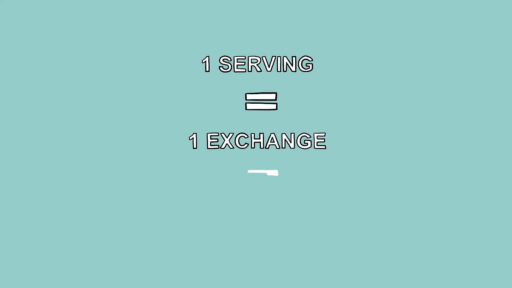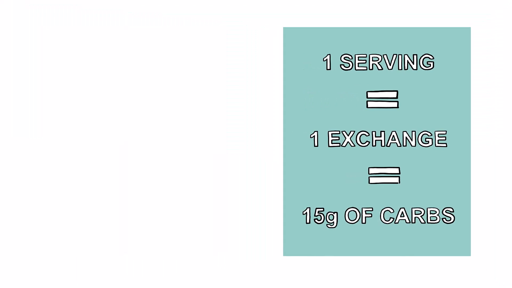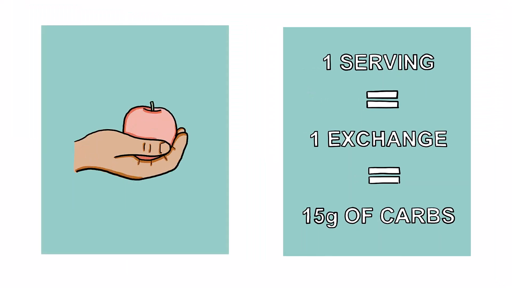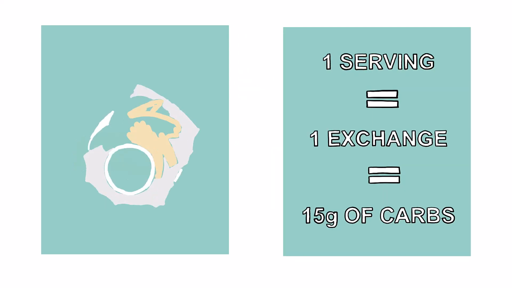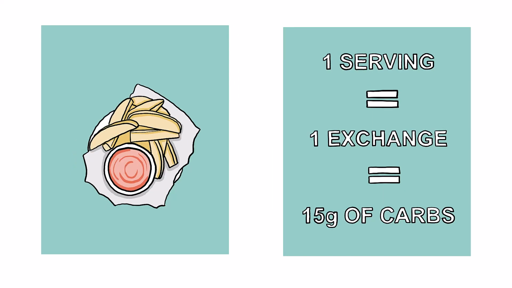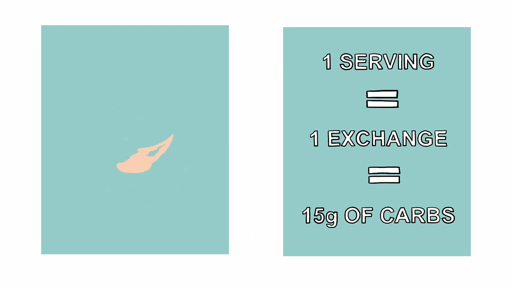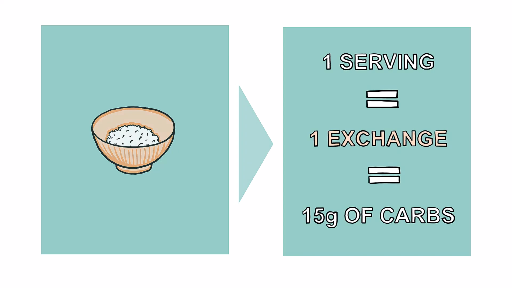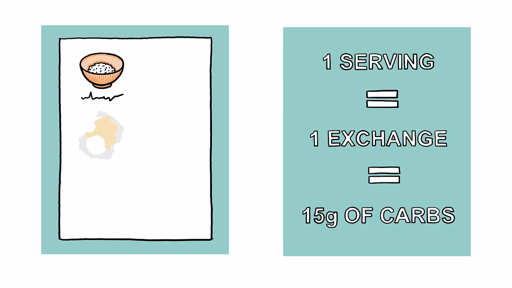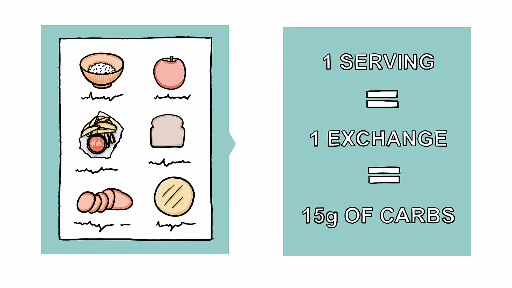To start, one serving of carbohydrates, which is sometimes referred to as an exchange, is equal to about 15 grams of carbs. For example, a baseball-sized piece of fruit, or one handful of fruit, typically equals one serving. A half a cup of cooked grains or starchy vegetables has 15 grams of carbs. A third of a cup of cooked rice or pasta is equal to one exchange. A longer list of carbohydrates and their exchange or serving portions can be provided by your healthcare team.